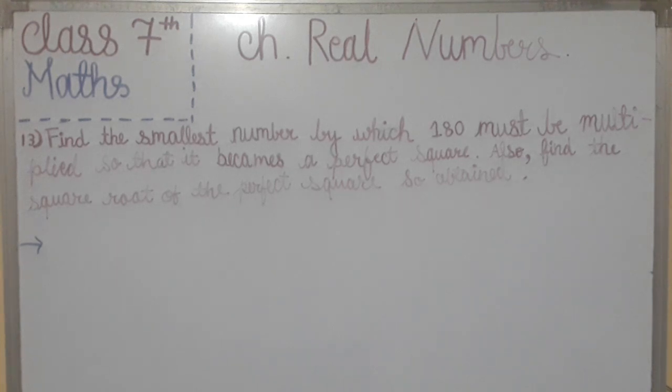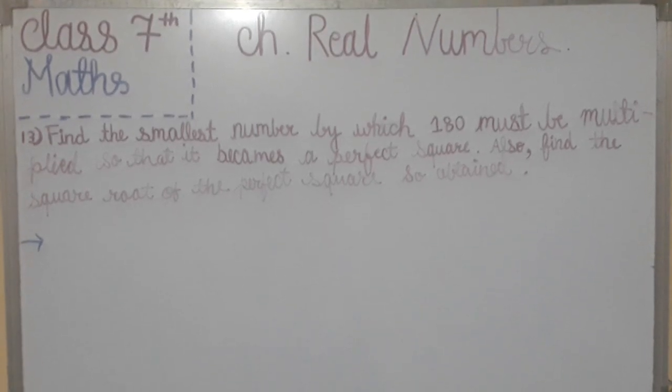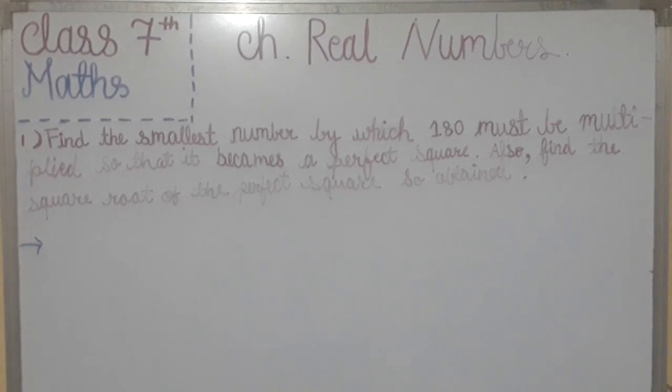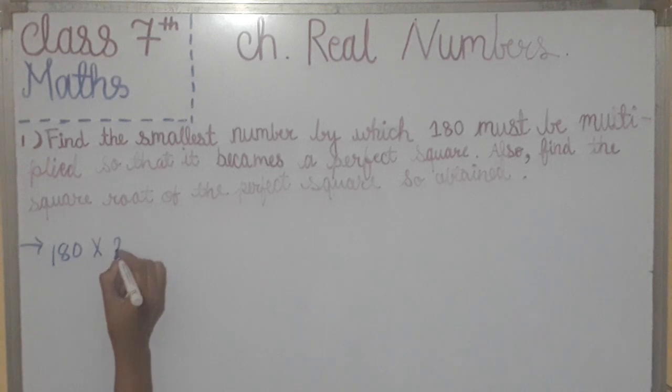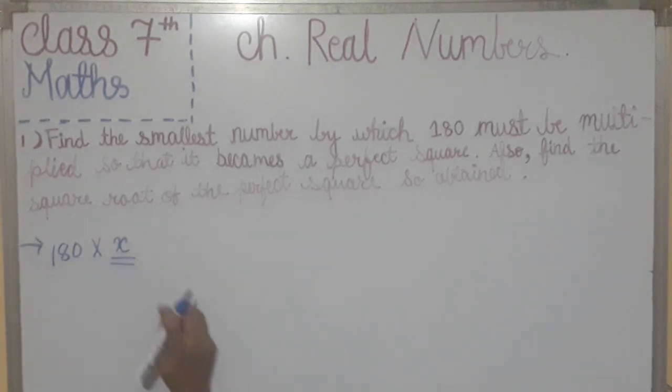Today we will learn a question: find the smallest number by which 180 must be multiplied so that it becomes a perfect square. Also find the square root of this perfect square so obtained. In this, they are saying that 180 must be multiplied with a number we don't know, the smallest number. After multiplying 180 with that number, it should become a perfect square.